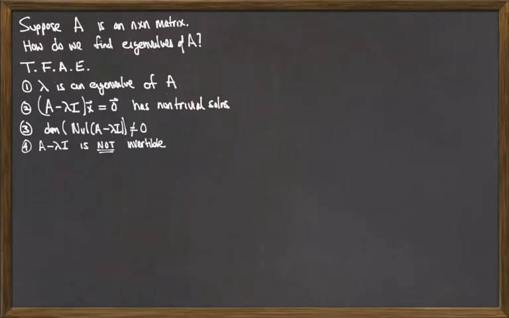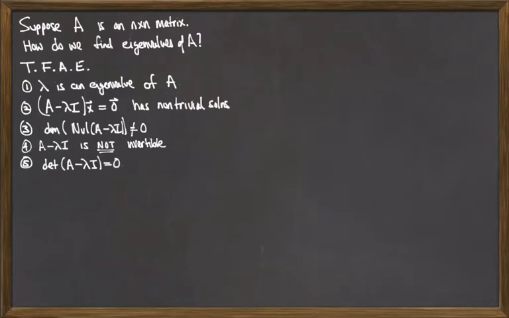Well, if a matrix has a non-trivial solution to its homogeneous equation, it cannot be invertible. That would occur because there would be a column that would not have a pivot, resulting in a free variable, and you know that a matrix is going to be invertible if and only if it has a pivot in each row and each column. So A minus lambda I is not invertible in the case that lambda is an eigenvalue of A.